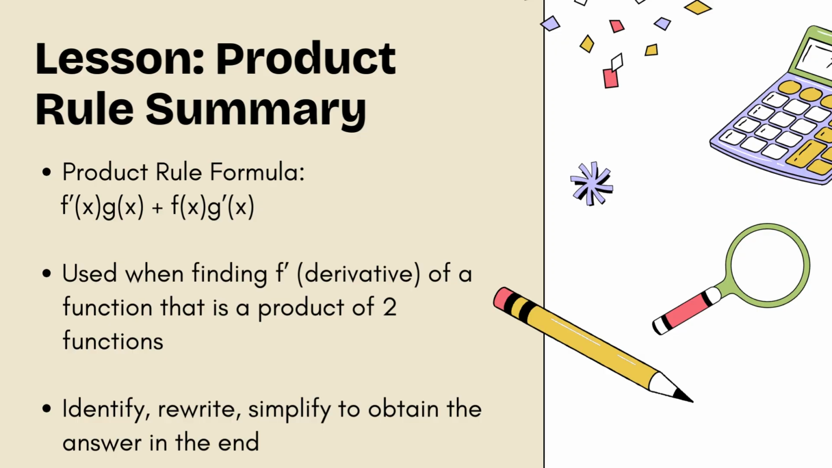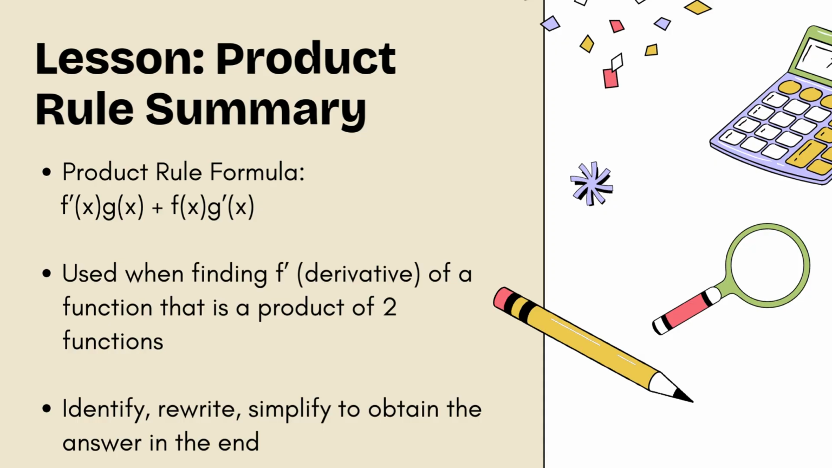Now, this rule is used heavily and most commonly when finding the derivative of a function that is a product of two functions. So if you identify that there are two functions being multiplied together to get the function itself, then you have to use the product rule, because this is the most efficient, effective, and useful derivative rule to find the derivative of that function.